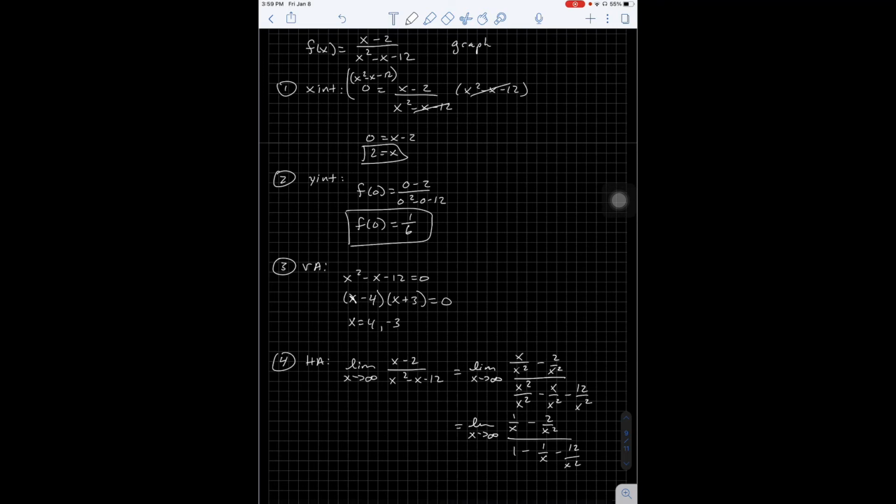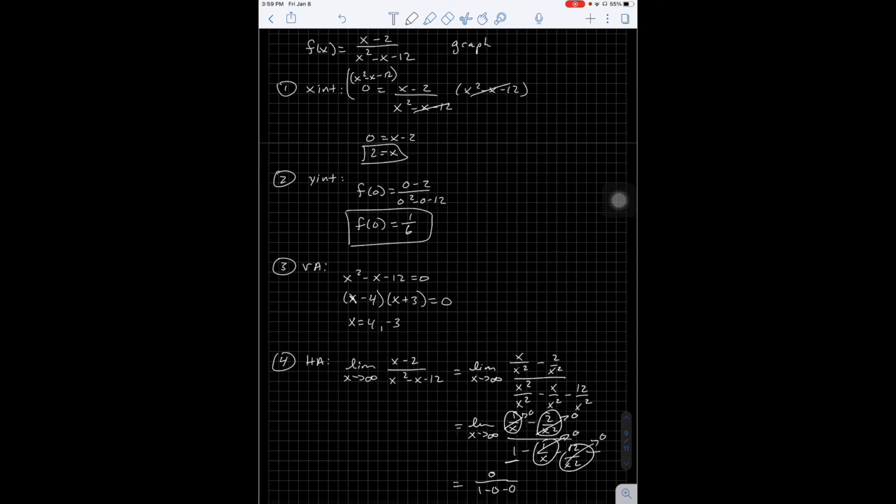Now, let's talk about what happens when x gets really, really big. Basically, anything in fraction form here goes to 0. 1 over a million, that's roughly 0. Okay? 2 over a million squared, that's even more 0. The 1 is going to stay. So I've got 0 on the top, I've got 1 on the bottom. This guy goes to 0, and this one also goes to 0.